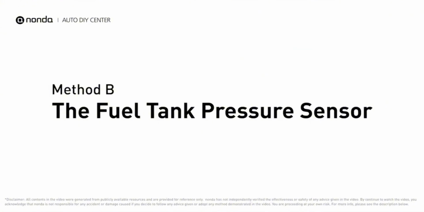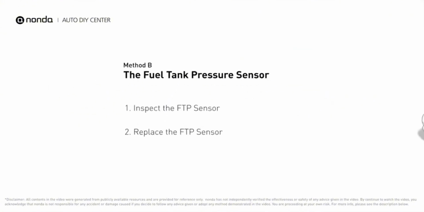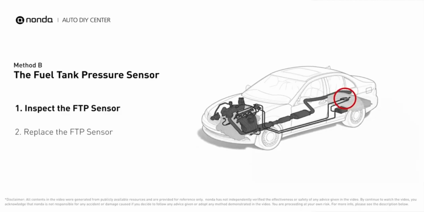Method B, the fuel tank pressure sensor. The fuel tank pressure sensor is part of the fuel pump assembly and is usually mounted on top of the tank.